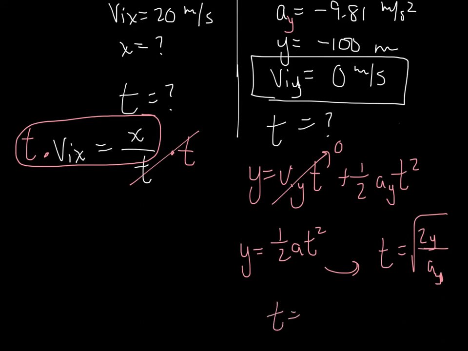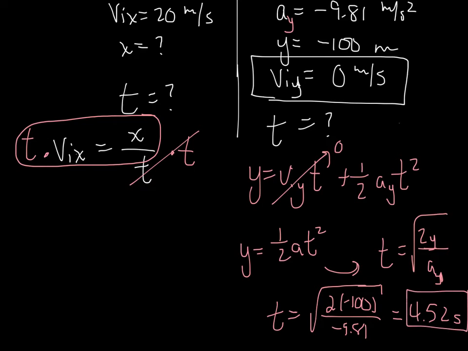20.39? Did you take the square root or no? Oh, no. Take the square root of that. 4.52. Sounds good. Is that right, sir? Yeah. Okay. So 4.52 seconds for this object to hit the ground.